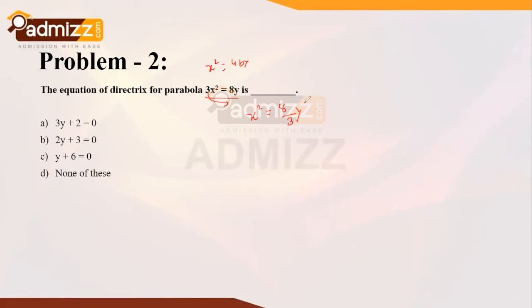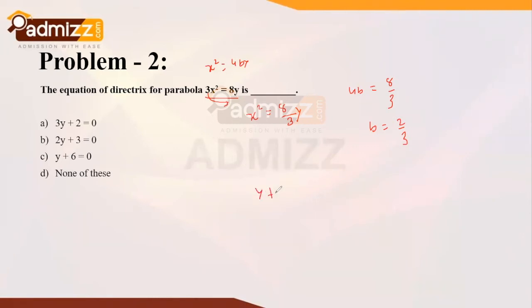Now you need to compare this value of 4b, which is 4b = 8/3. So b is equal to what will come? 2/3. Now what is the equation of directrix for a parabola which is symmetric about the y-axis? That is given by y + b. Since we are finding b, it is y + b = 0.